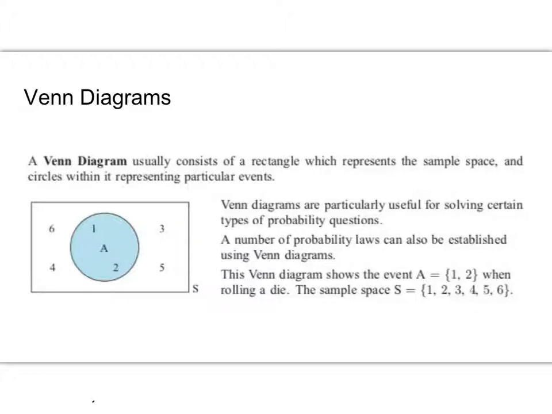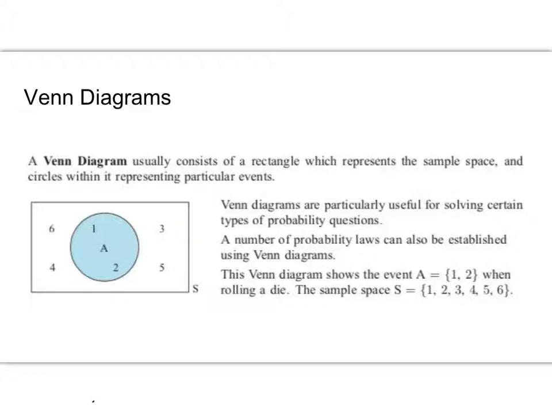A Venn diagram is a rectangle. Hopefully you had these in geometry. Not sure though. The rectangle, if we're talking about probability, represents the sample space, and circles in the Venn diagram are representative of events in our sample space. So here I have a sample space of 1 through 6, and in the circle I have 1 and 2. That would represent rolling a dice.